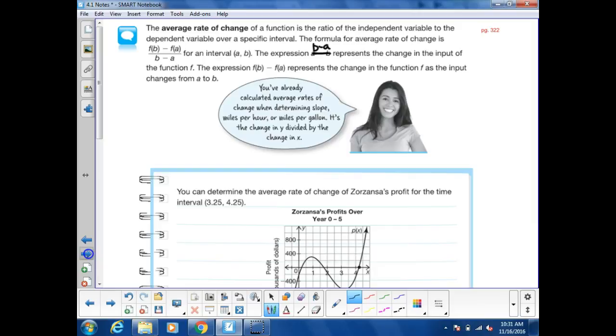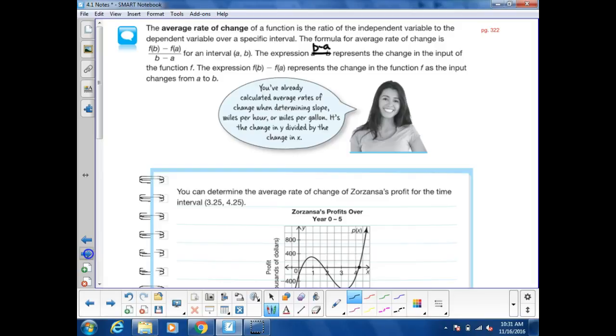Okay? The expression b minus a represents a change in the input of the function f. The expression f of b minus f of a represents a change in the function f for the input change from a to b. All right, so that's what that is. Okay, that's math talk. Let's talk now real world.